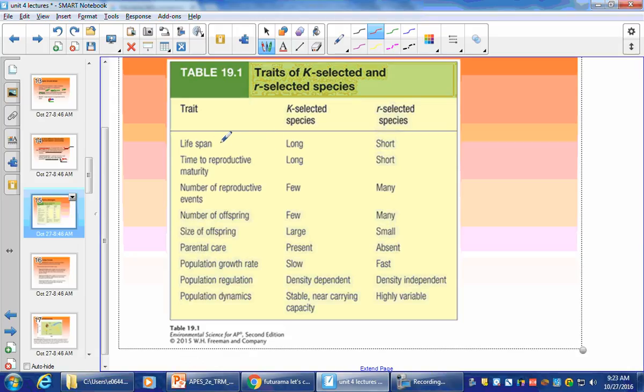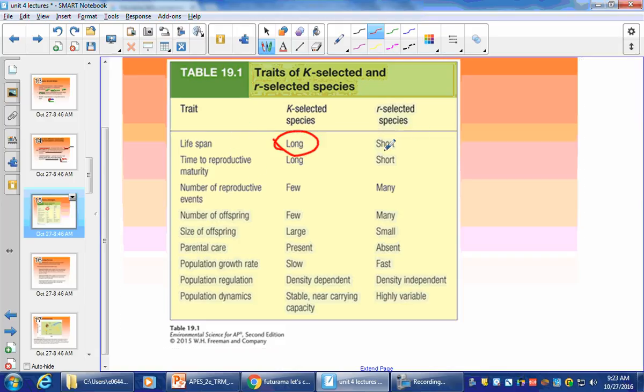Why are they K-selected? Why is the population just not low all the time for K-selected species? Well, they have essentially the opposite of R-selected species. Their lifespan is long, whereas the R-selected species is short. Their time to reach maturity, long, short. Reproductive events is few, many. So think about some creatures that are like this, right? Larger mammals, like humans, elephants, gorillas. They only maybe mate a couple times here and there. Number of offspring is few.